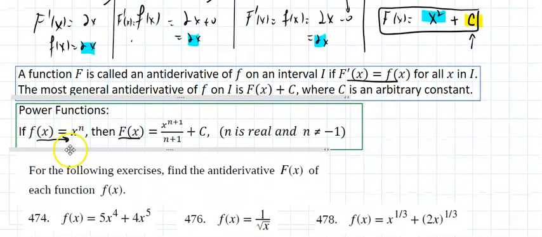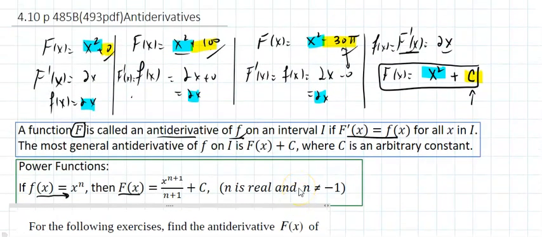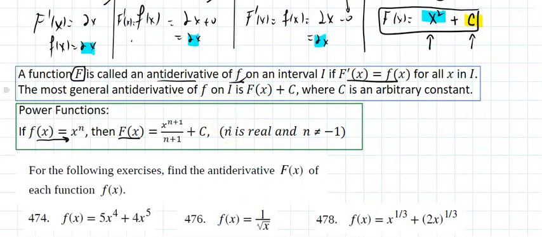So a function capital F of x is called an antiderivative of little f of x if, when I take a derivative of this, I get specifically that. So every time you do an antiderivative, if you take a derivative of your answer, you should get the original. The most general antiderivative is normally capital F of x, where the derivative of this gives you what they gave you, plus c, where c is an arbitrary constant.